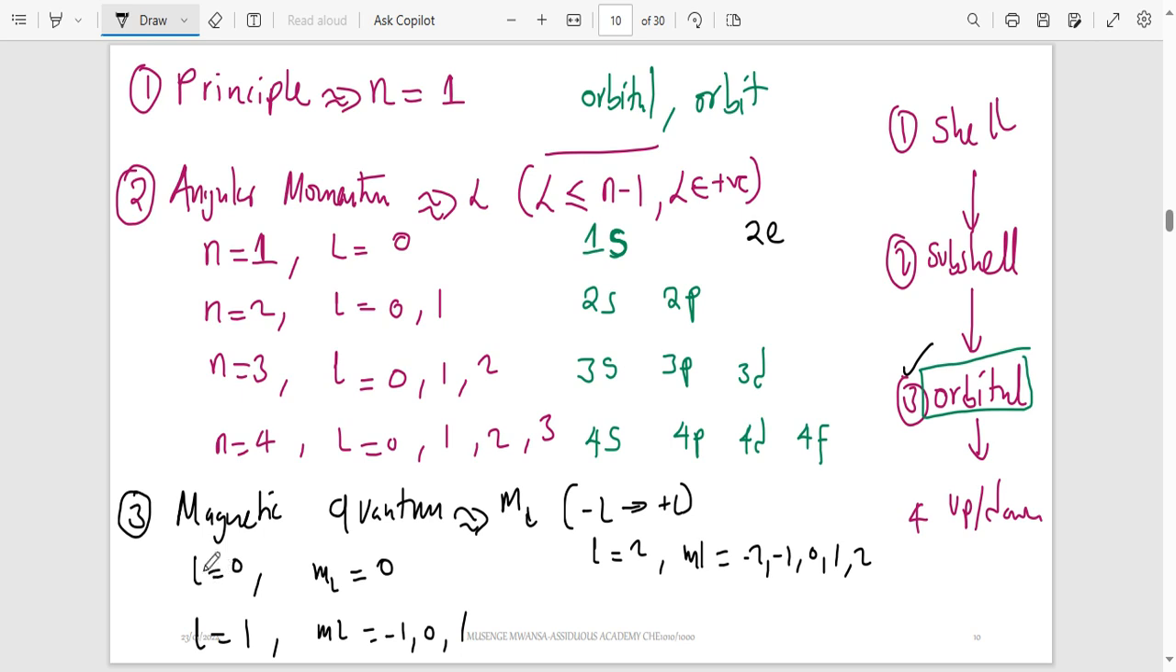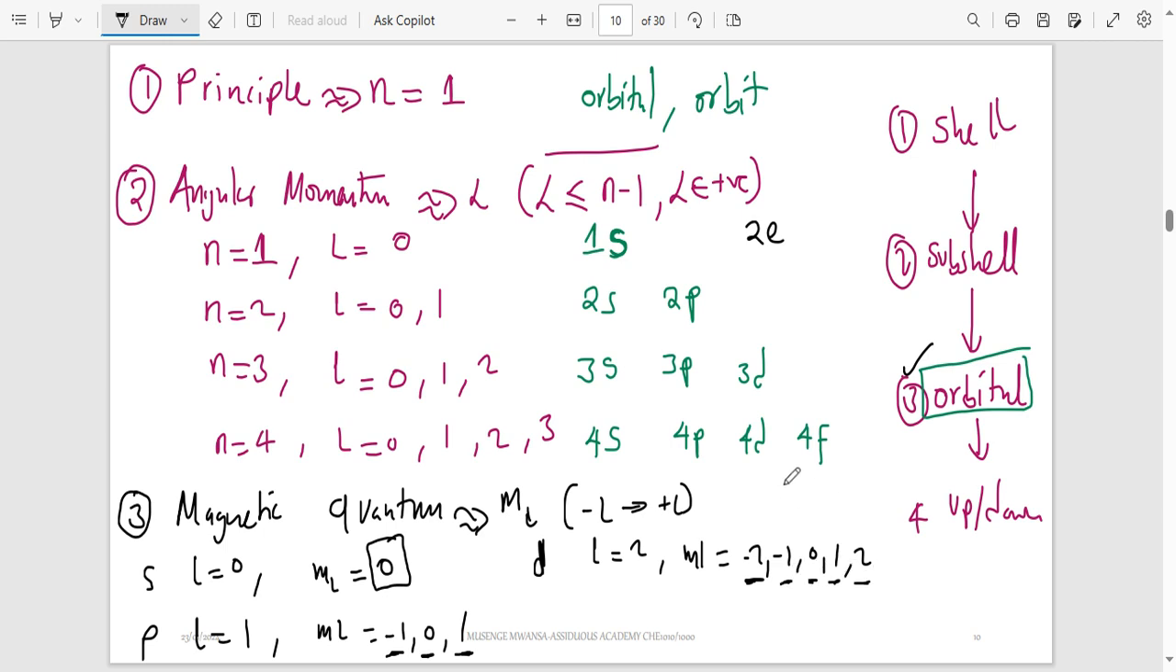So meaning that for L is equal to 0, remember L is equal to 0, what orbital is that? It is the s orbital. So the s orbital only has one orbital. And then when L is equal to 1, this is the p orbital. P has how many orbitals? Three of them. Look at this. One, two, three. And then when L is equal to 2, that is a d orbital. A d orbital has how many orbitals? One, two, three, four, and five.